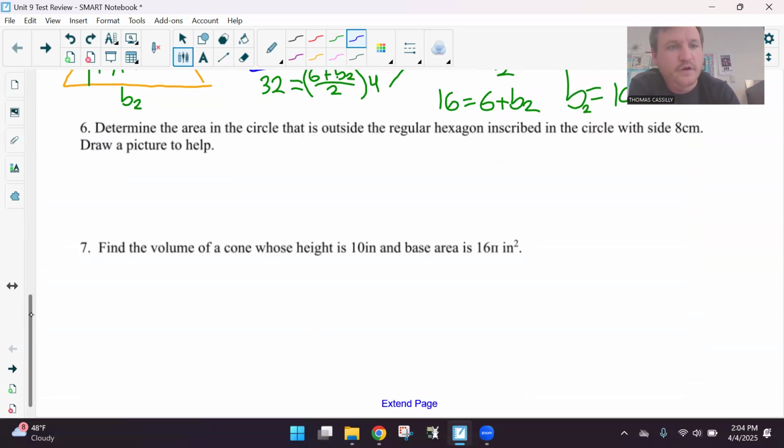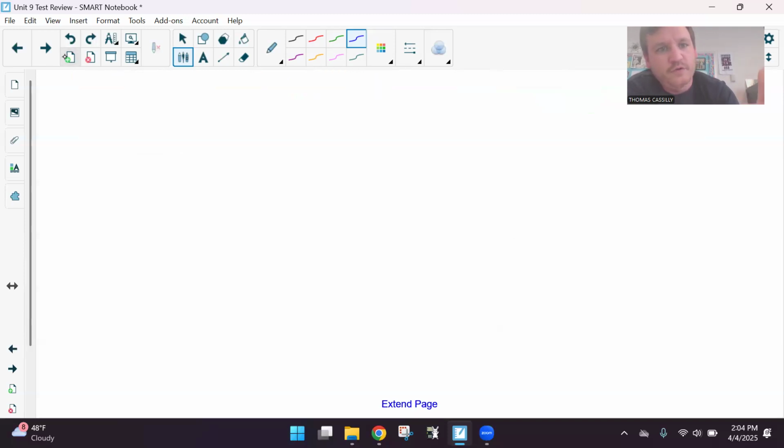All right. Determine the area of a circle that is outside the regular hexagon inscribed in the circle with the side of 8 centimeters. All right. Determine the area in the circle that is outside of the regular hexagon. All right. There's a lot going on here. I'm going to need a picture.